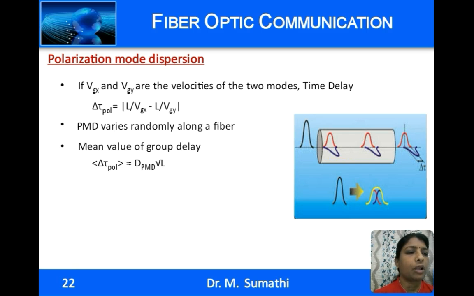As can be seen in the picture, the two modes launched into the fiber propagate along the fiber, and due to fiber birefringence, the velocities of the two modes vary, and therefore a time delay occurs, given by delta tau polarization equal to L by Vgx along the x axis minus L by Vgy, the delay due to velocity along the y axis. So this causes dispersion or spreading of the pulse, and that is called polarization mode dispersion.